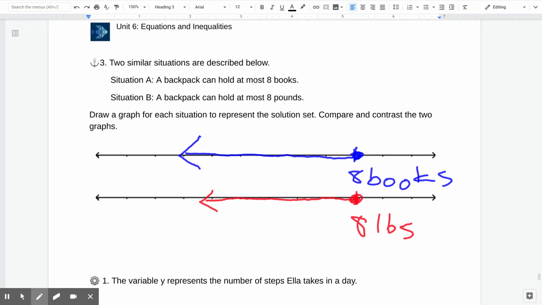So these graphs really look identical. We could have 8 pounds or anything less than that. Obviously, we can't have negative pounds, but that's okay. We could have 8 books or anything less than that.